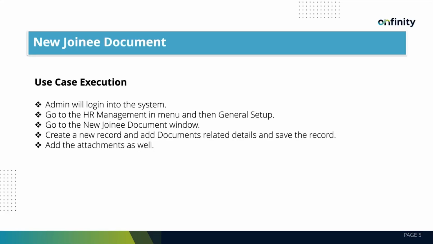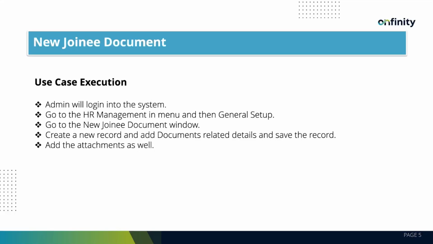The administrator logs into the Onfinity system. From the menu, navigate to HR Management, then General Setup. Open the new Joinee document screen. Click on Create New to add a new record. Enter the required document details and then click Save. Once the record is saved, proceed to attach the necessary document files. This completes the process of adding new Joinee documents in the system.